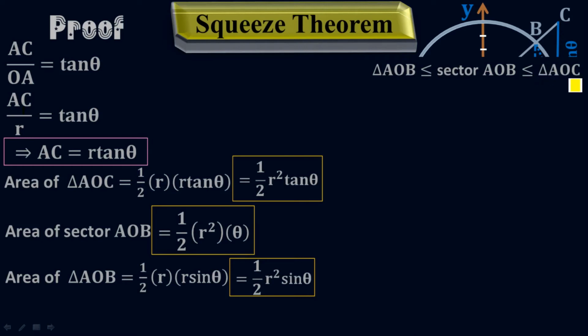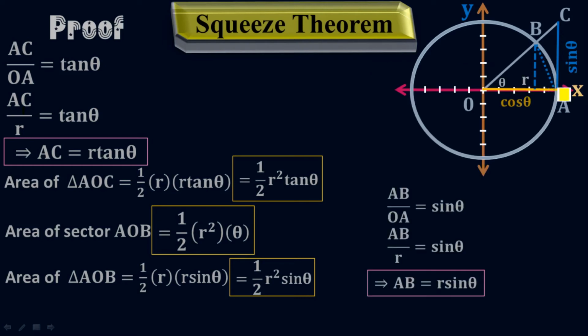How? Let me go back to the graph. This is my sector from here. Now, the statement says that this sector is greater than triangle AOB.